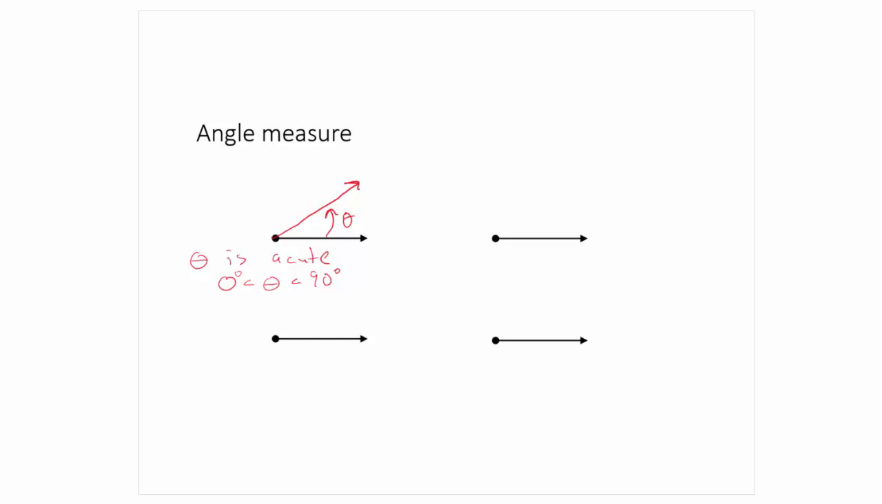And my second angle, I'll call this phi. I've tried to draw this at exactly 90 degrees, and this would be a right angle. So the measure of angle phi is exactly 90 degrees. We will often see a little square drawn in the angle to denote the right angle.